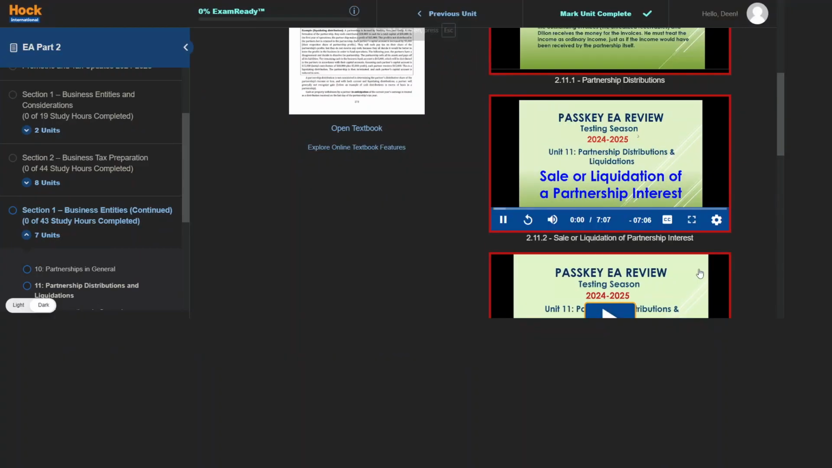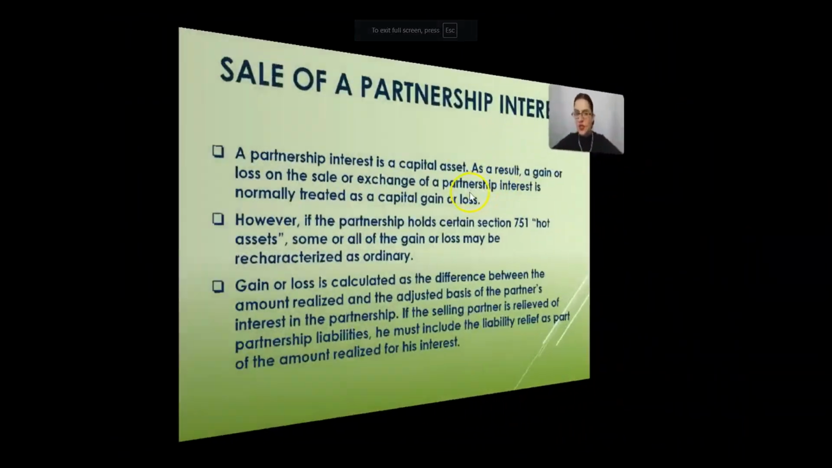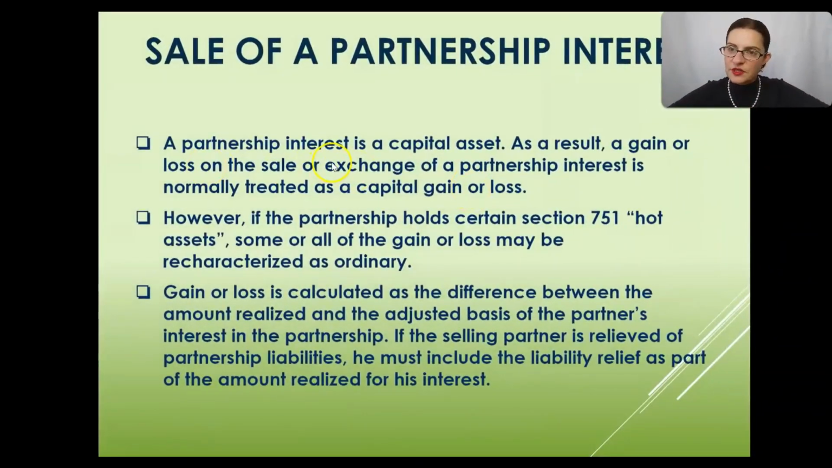The sale or liquidation of a partnership interest. Sale of a partnership interest. A partnership interest is a capital asset similar to corporate stock. It's treated similarly. As a result, a gain or loss on the sale or exchange of a partnership interest is normally treated as a capital gain or loss.